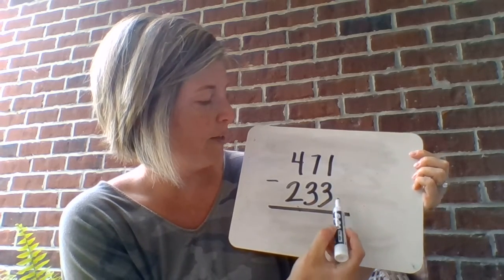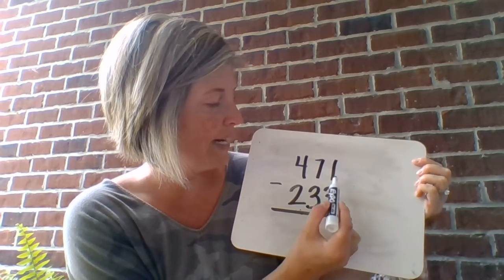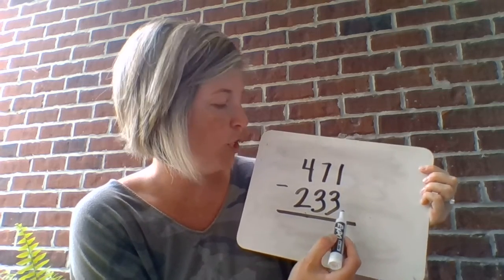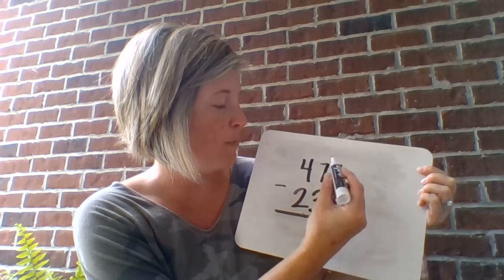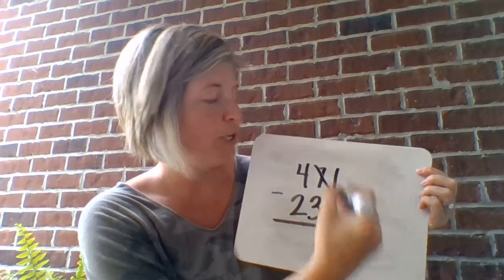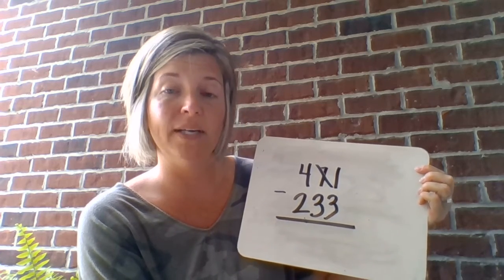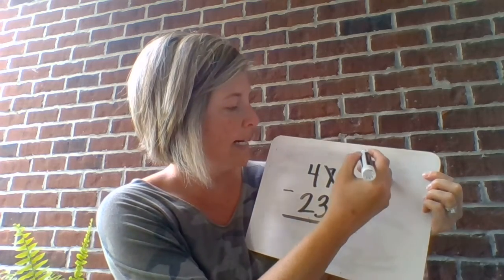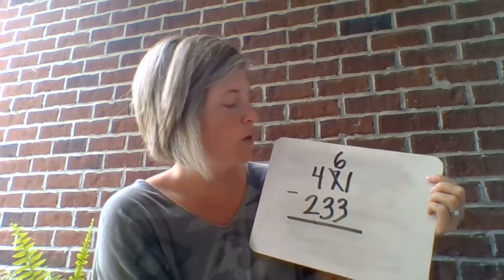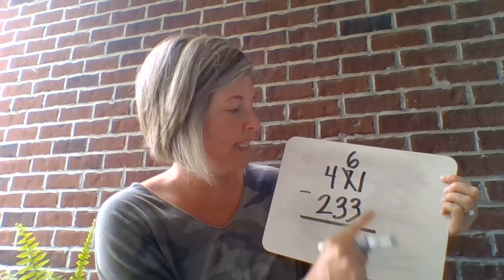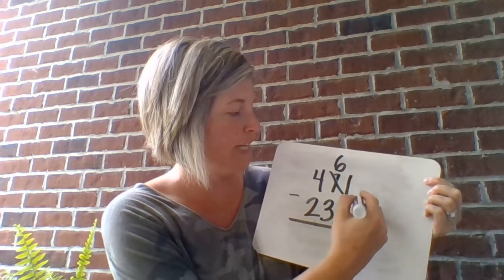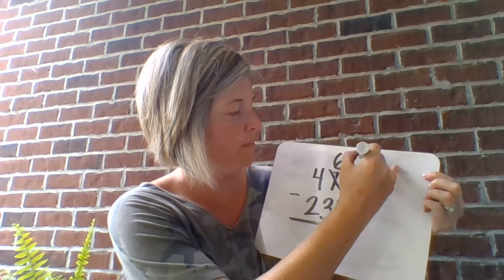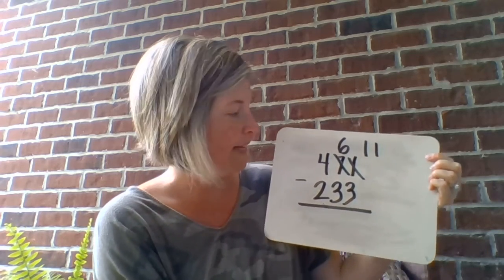But take a look here. Can I take 3 from 1? No, because 3 is larger. So what we have to do is we have to come over here. We're going to cross this 7 out and take 1 ten away from it. When I take 1 ten away from 7, I am left with a 6, but I borrowed a 10, so this 10 comes over here. So this 1 here will become an 11.